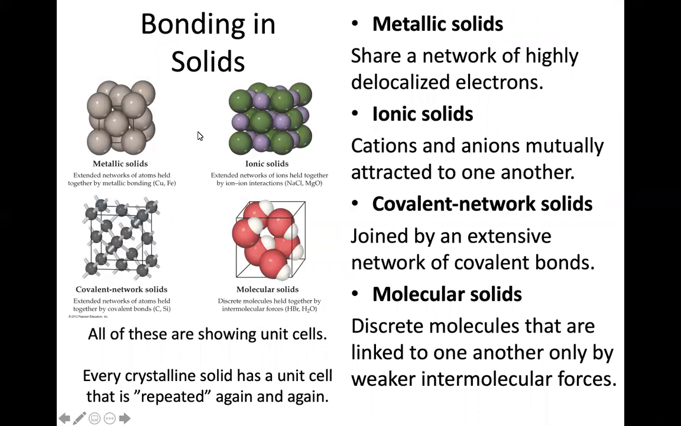It could be metallic, ionic, molecular, or covalent network. All crystalline solids at the smallest scale have a unit cell. That's not true for an amorphous one, right? An amorphous one does not have the pattern repeating again and again. So crystalline substances have a unit cell, amorphous ones do not. Here was our description for the bonding in each of them. New topic for us now.